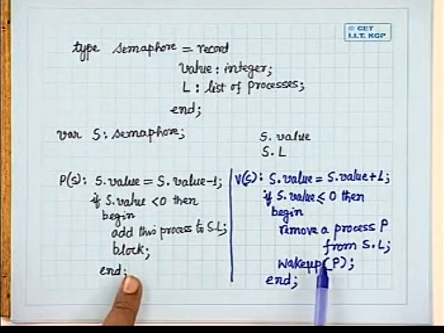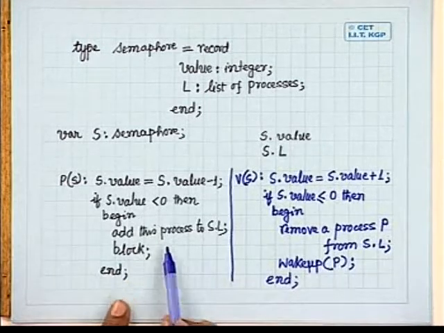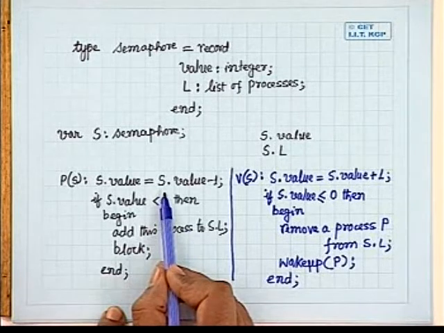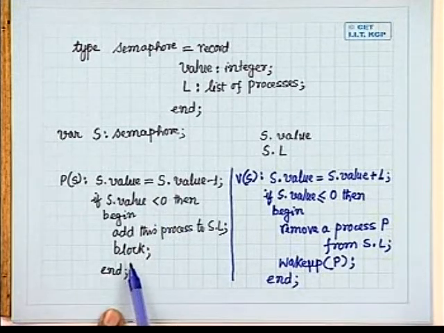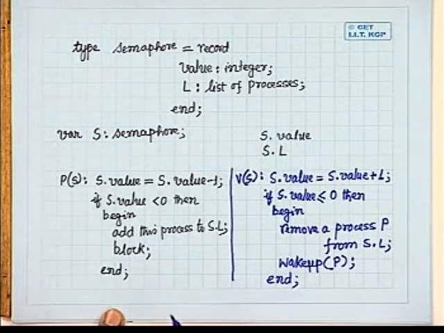So here you find that we have been able to avoid busy waiting, because as long as the process is waiting for semaphore variable s to be free, it is not consuming any CPU time because it is blocked. It has been put into the waiting queue. It is not in the ready queue, which was not the case earlier.